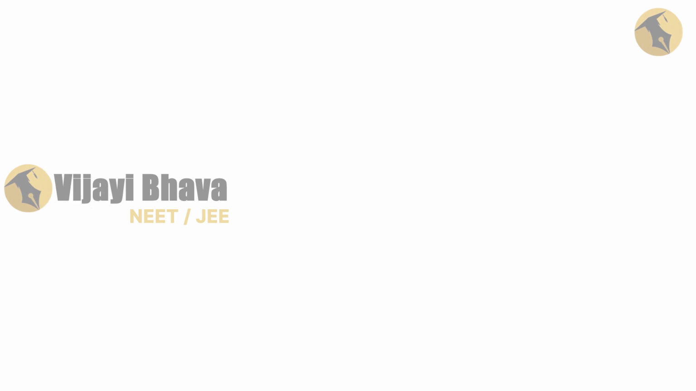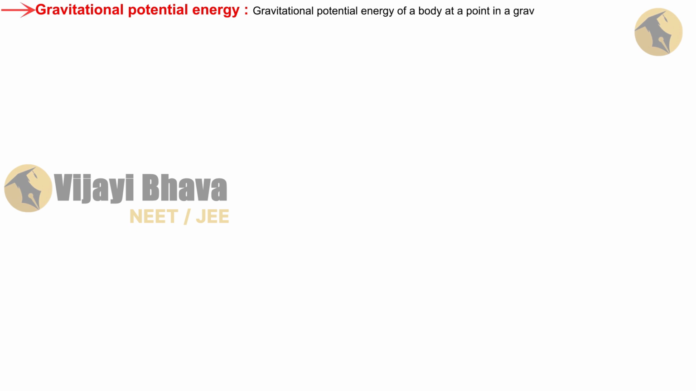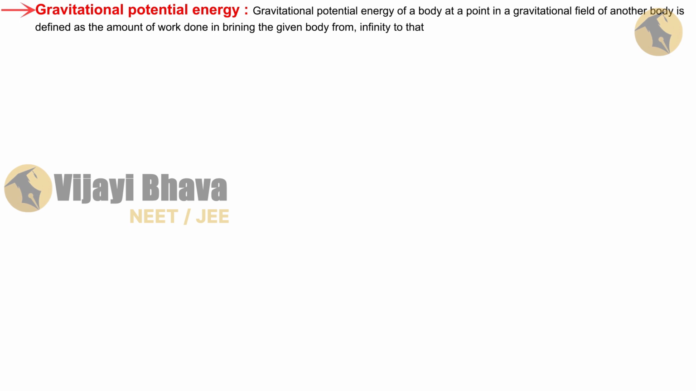Let us have a vivid information on gravitational potential energy. By definition, gravitational potential energy of a body at a point in a gravitational field of another body is defined as the amount of work done in bringing the given body from infinity to that point without acceleration.